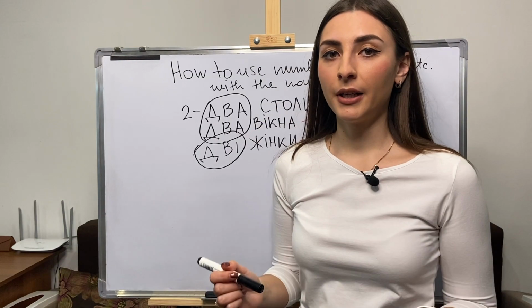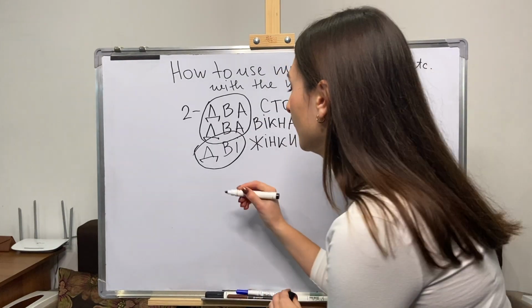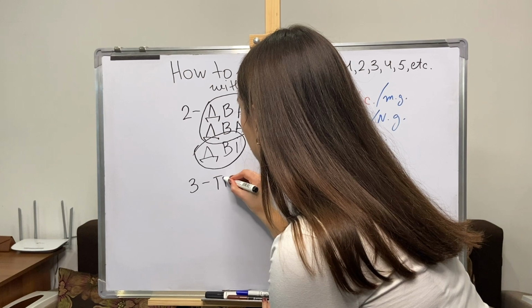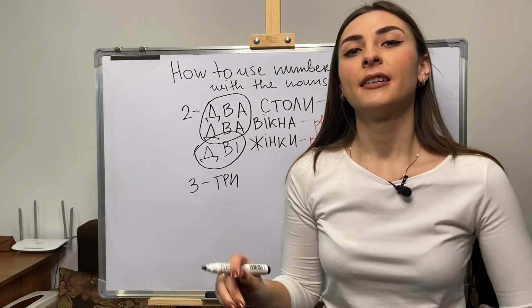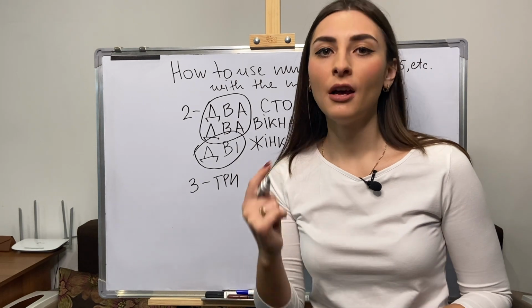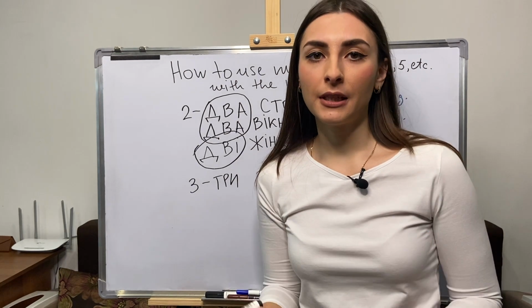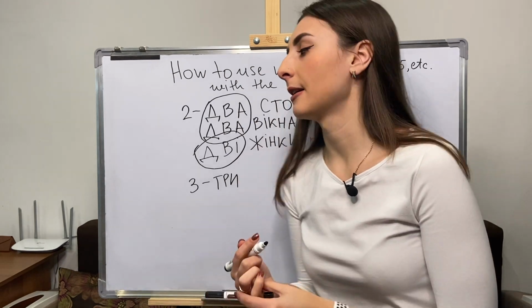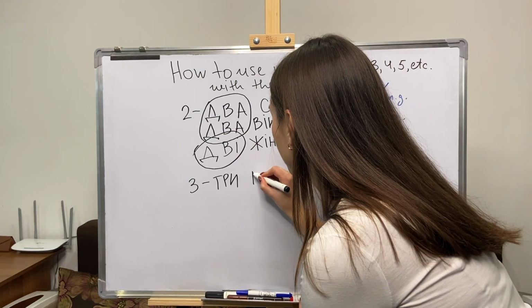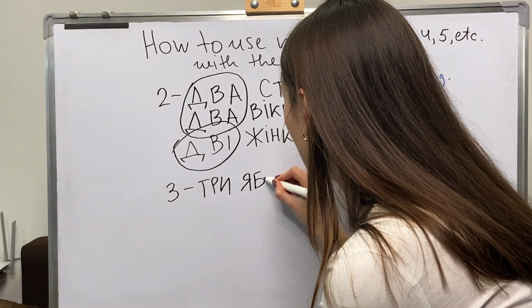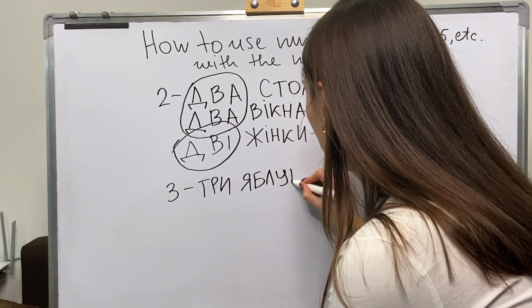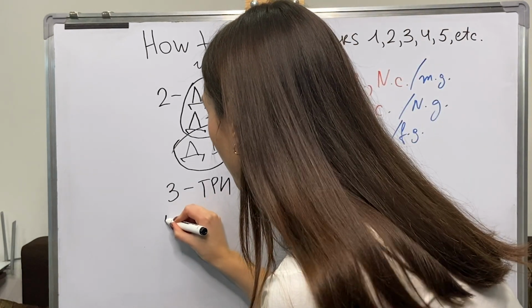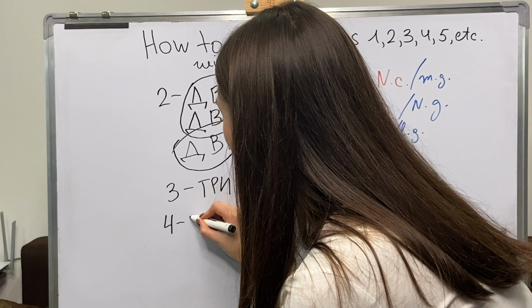The numbers 3 and 4, let's talk about them. Number 3 is три. It doesn't have any additional forms. It has only one form, три. And with it, we use nouns in the plural form, of course. Наприклад, три яблука. 3 apples. You can use any plural nouns with it.